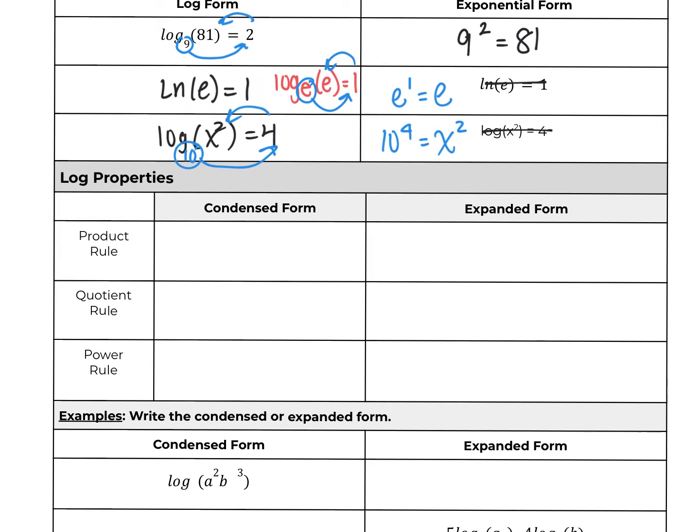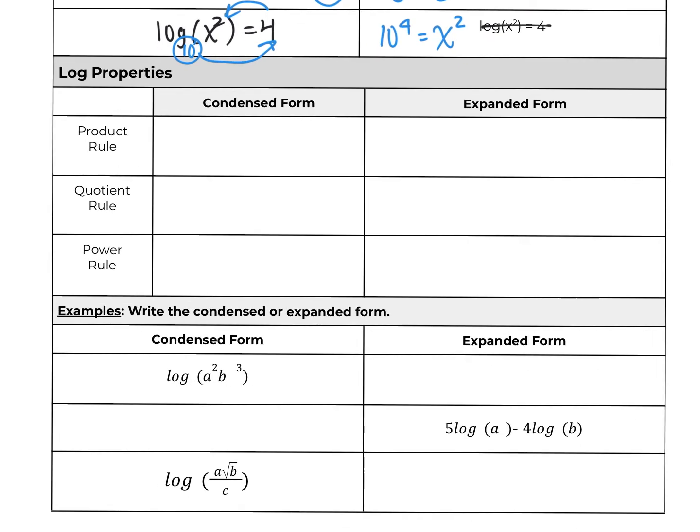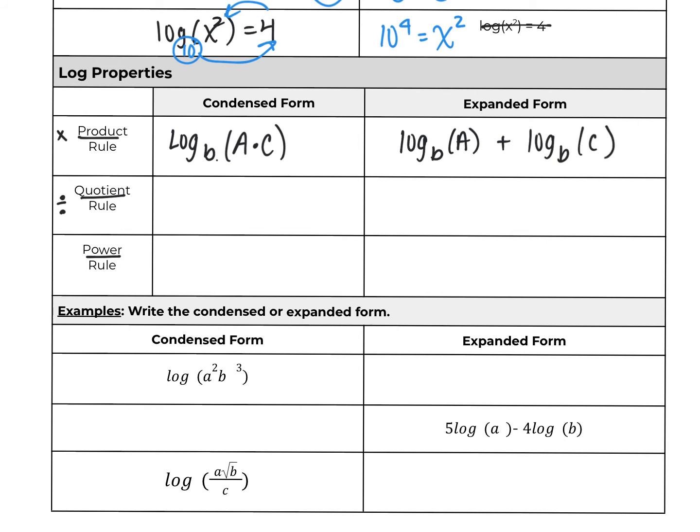All right, the last thing I want to talk about are these log properties. So we have a condensed log form and expanded log form. Product rule means to multiply, quotient rule means to divide, and power rule means to raise a power. So the condensed form of the product rule is log base b of a times c. What that looks like in expanded form is log base b of a plus log base b of c. Notice the exponent rule. If I'm multiplying, I add the powers.